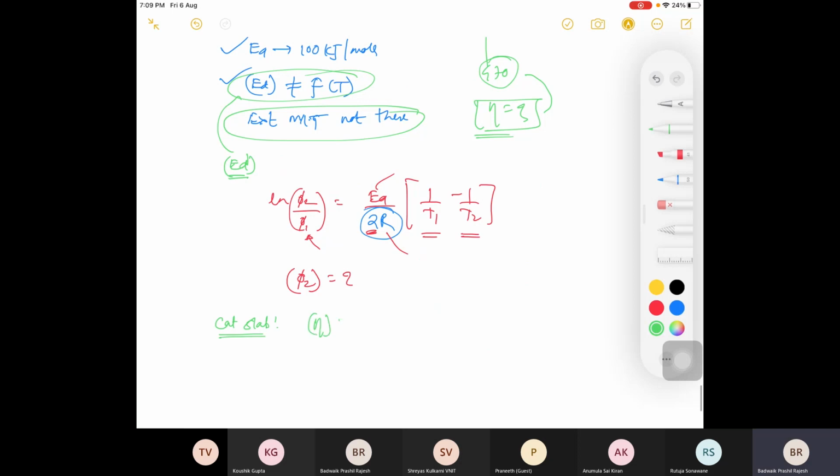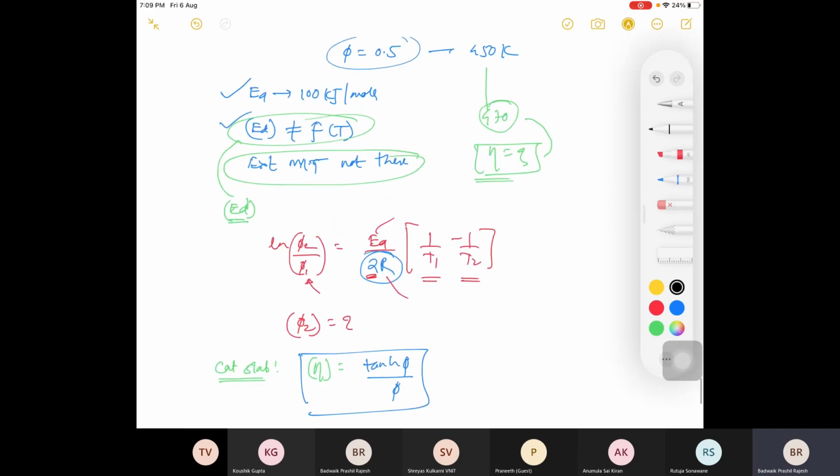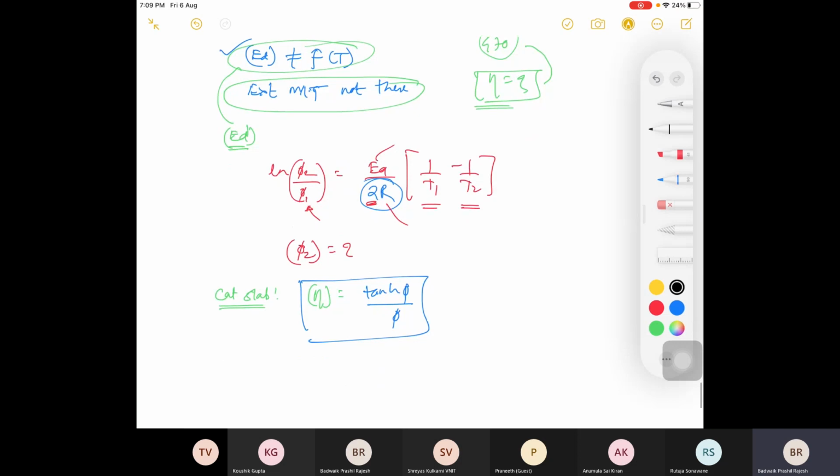what is the formula for effectiveness? Tan h phi upon phi, right? Yes, please keep this in mind. Maybe next year they may ask for a cylindrical catalyst, so your formula will be the same. But in case of what? Spherical catalyst, what is the formula for the effectiveness factor?